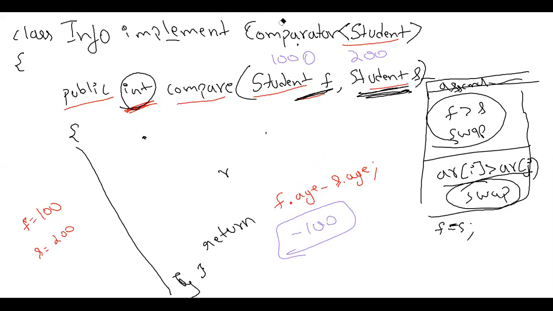Okay, first number is 1000. Second number is 200. What is 1000 minus 200? The first number is greater than the second number, so 1000 minus 200 is 800, a positive 800. Whenever you see a positive number, it means swap. Yes, we have to swap. So this code is working.